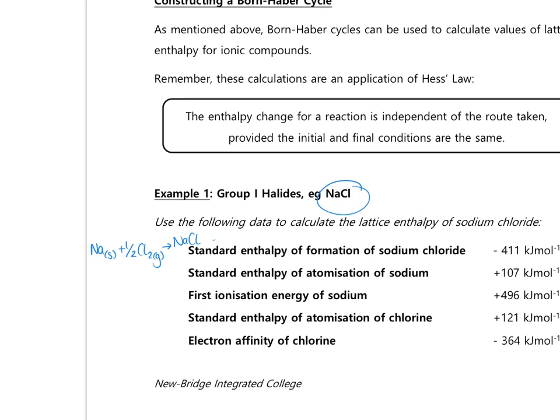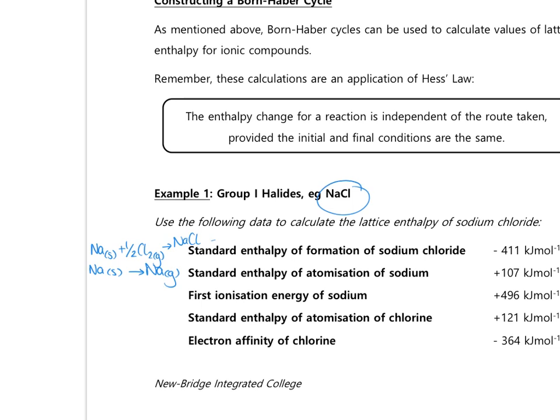Next one is the standard enthalpy of atomization of sodium. And the definition for that is the enthalpy change when 1 mole of gaseous atoms is formed from the element in its standard state. So we're trying to form gaseous atoms of sodium. So we could almost write the right-hand side first of all. Gaseous atoms of sodium. Definition says it's formed from the element in its standard state. The element in its standard state is sodium, Na, and as we said, it's normally a solid.